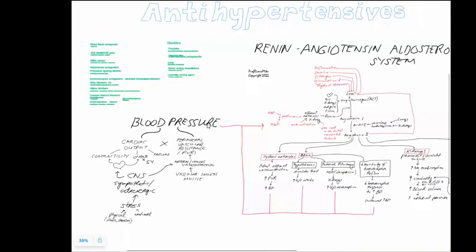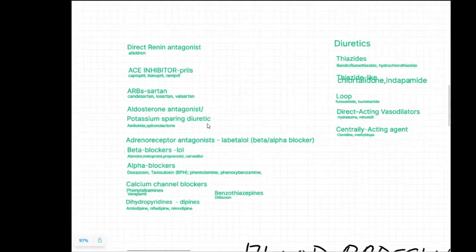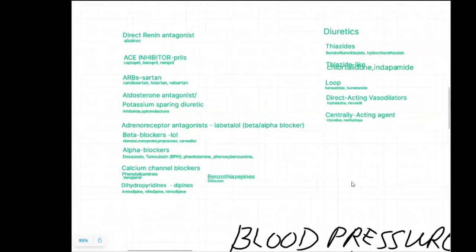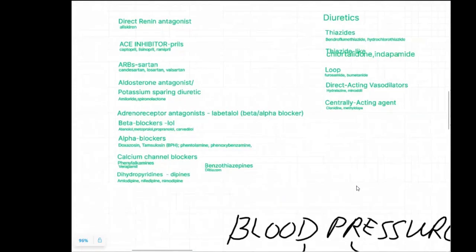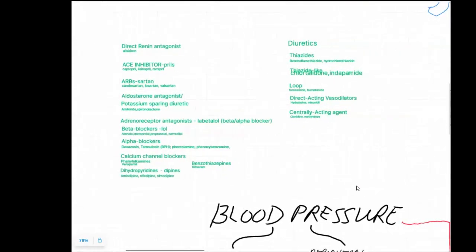What I have here on the side are the different classes of antihypertensives, and some of them directly act on the RAS and some act outside of the RAS system. So what I'm going to do is place them where they belong, so that you can understand better the mechanism of action, and where they act.